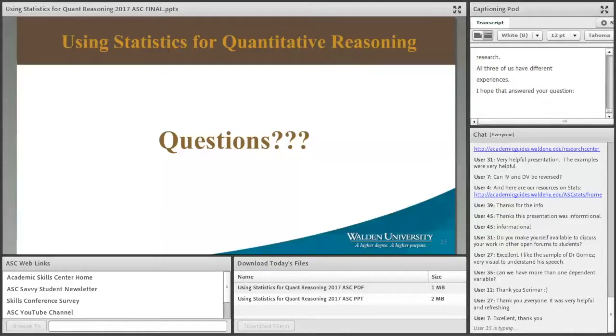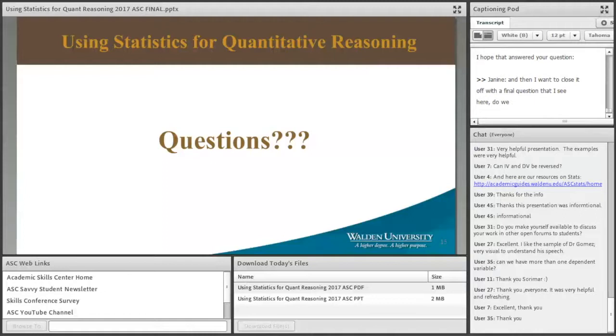And then I want to close it off with the final question that I see here: do we make ourselves available to discuss our work in open forums to students? Does that relate to our dissertation work, or does it relate to our work as a tutor? I can answer that in 2 different ways. As dissertation students, of course, we love talking about our dissertation, so we take every opportunity we can. And I don't know about Michael and Tara.